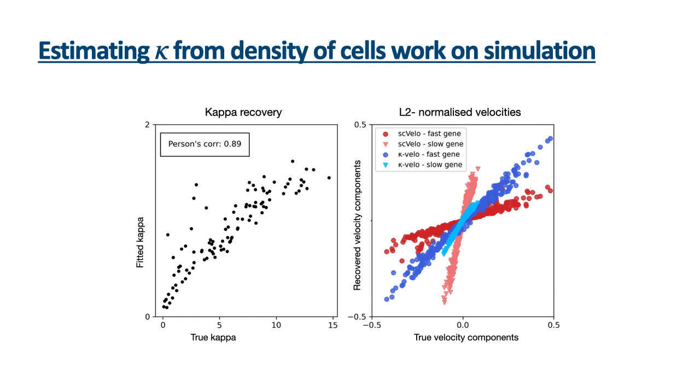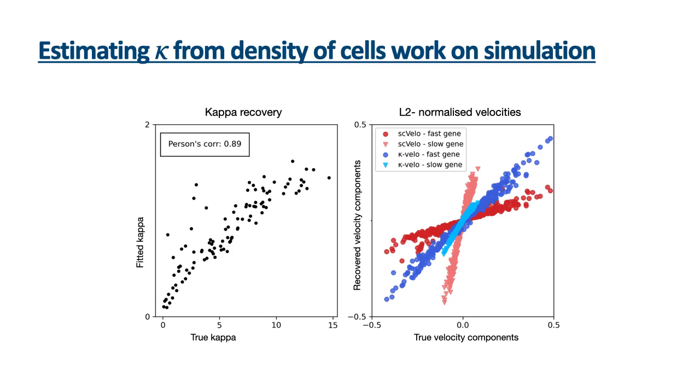Now, based on this assumption, we can recover the scaling factor kappa on simulation. We simulated a set of genes that follow some true parameters of reaction rate and a true scaling factor kappa, and we see how well we recover this kappa. And the values that we recover are highly correlated to truth.